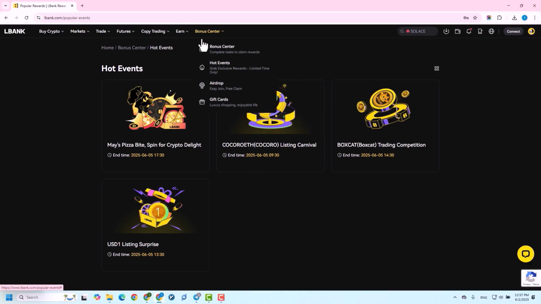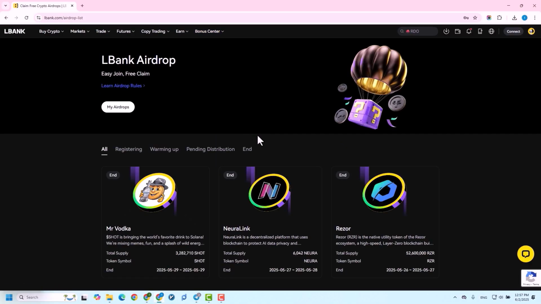The next section is about airdrops. Receiving free tokens by participating in airdrop campaigns. Airdrops are one of the most common ways for new blockchain projects to promote themselves. LBank allows users to easily participate in these airdrops and receive free tokens.